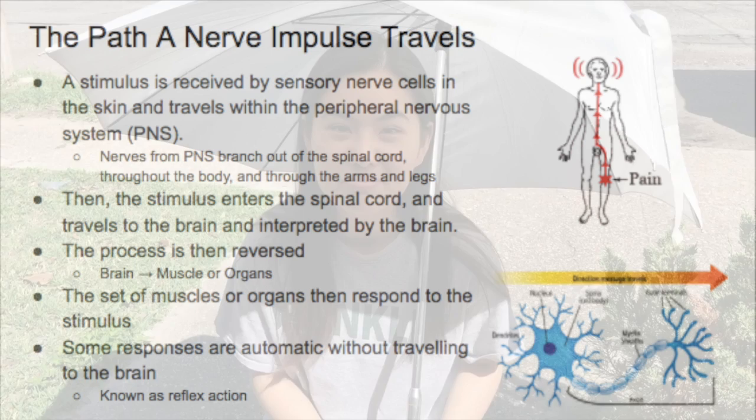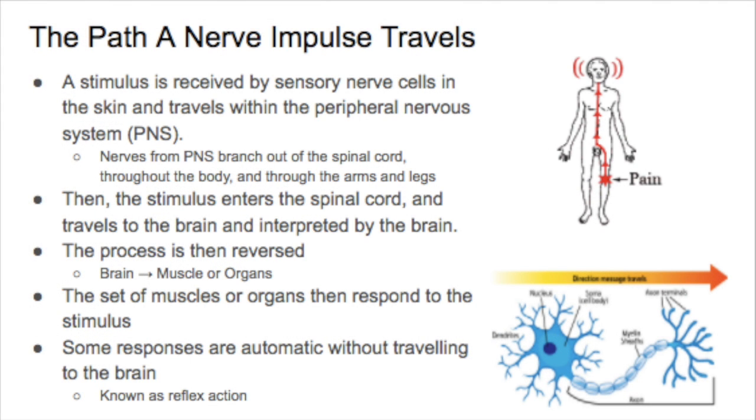Now that you've learned about that, we're going to talk about how the nerve impulse travels through the nervous system and the different systems that interact with the nervous system. The path the nervous impulse travels from stimulus to reaction is that a stimulus is received by sensory nerve cells in the skin, and it travels along a series of sensory neurons through the network of nerves within the peripheral nervous system.